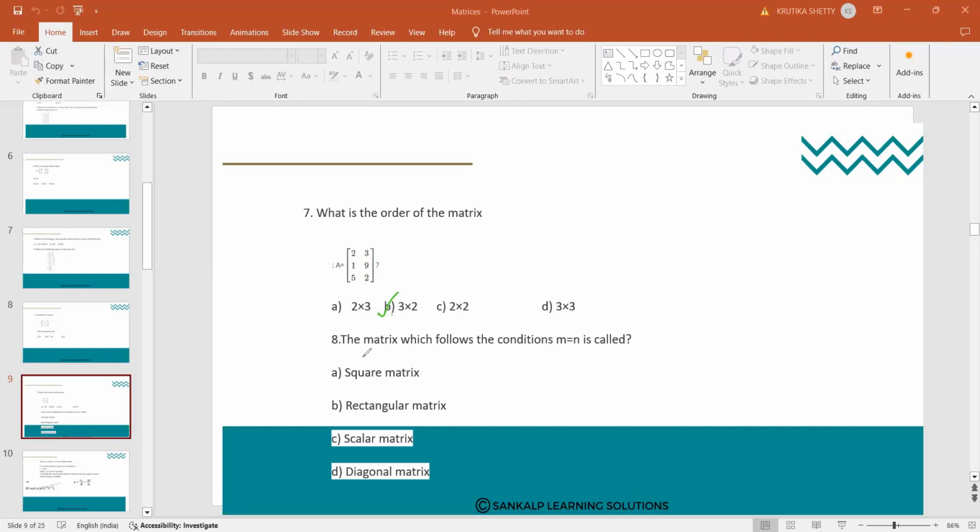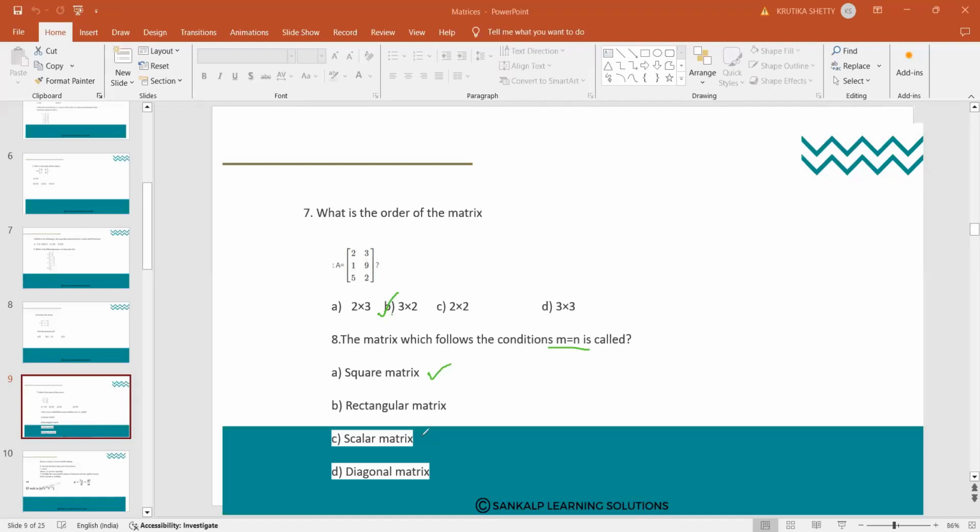Next, question 8. It depends on the definition of matrices which we discussed in the last class. The matrix which follows the condition m equal to n is called what? The number of rows is equal to the number of columns. The main condition is m equal to n, so the answer will be a square matrix. In a square matrix, m is equal to n.